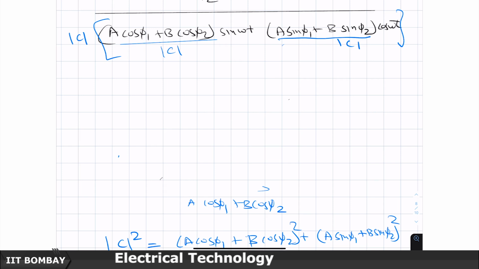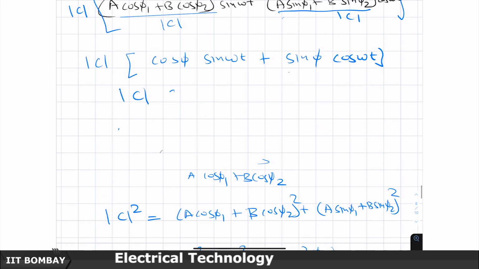What I am going to do is write this as mod of c. Now I can write this as cos of phi sin of omega t, plus sin of phi times cos of omega t, and so I can write this as sin of omega t plus phi.